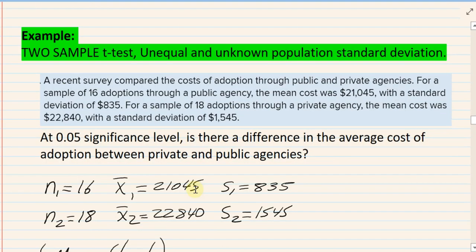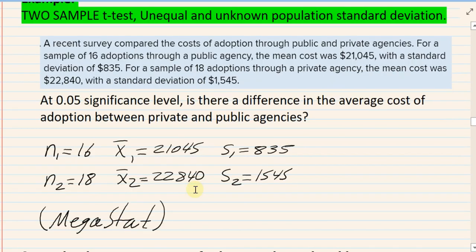So here's what's given again. This given is what we're going to take with us to StatCrunch. Okay, so first sample size is 16. The second sample size is 18. And we have our X bar 1, X bar 2, S1, S2. You see that?